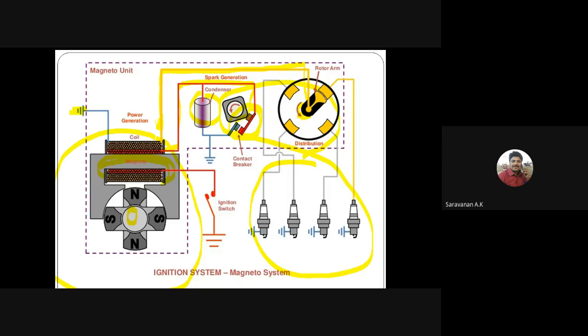The crank will rotate. So either the crank rotation is connected to the magnet rotation or the coil rotation, right? Either they have given magnet rotation or coil rotation, right? So let me show you another diagram.